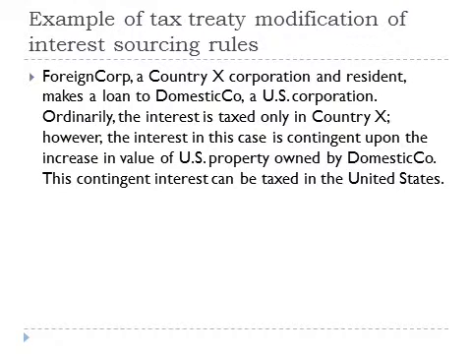Foreign Corp., a Country X corporation and resident, makes a loan to Domestico, a U.S. corporation. Ordinarily, the interest is taxed only in Country X. However, the interest in this case is contingent upon the increase in value of U.S. property owned by Domestico. This contingent interest can be taxed in the United States.